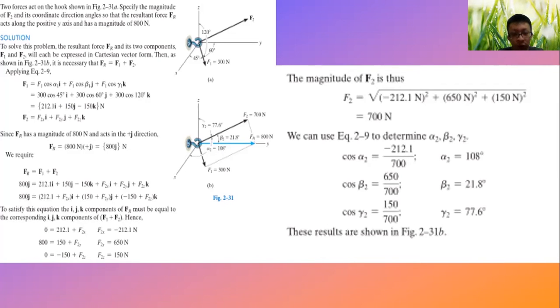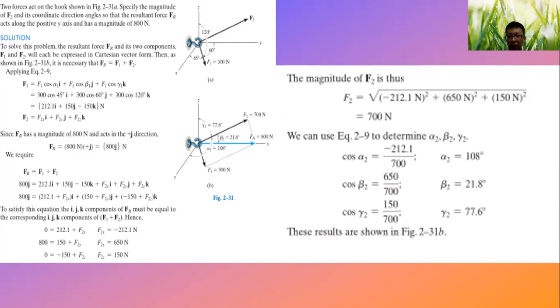And then for F2, we don't know the angles, and also we don't know the force. So it makes it F2x I plus F2y J plus F2z K. And since we know that Fr equals F1 plus F2, and it is also given as 800 Newton, we add them together, and then we will get 800 J equals 212.1 I plus 150 J minus 150 K plus F2x I plus F2y J plus F2z K. And then we just do the mathematical calculations, and then we will get F2x equals negative 212.1 Newton, F2y equals 650 Newton, F2z equals 150 Newton.